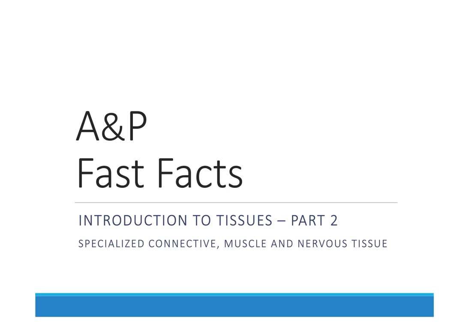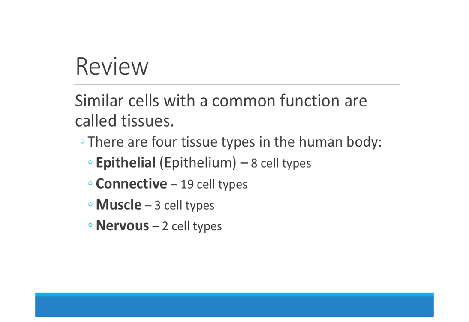This is the second video to introduce the tissues of the human body. In this video, I'm going to talk about specialized connective tissue, muscle, and nerve tissue. Remember that tissues are similar cells with a common function. In the human body, we have 4 tissue types: epithelial tissue, connective tissue, muscle tissue, and nervous tissue.